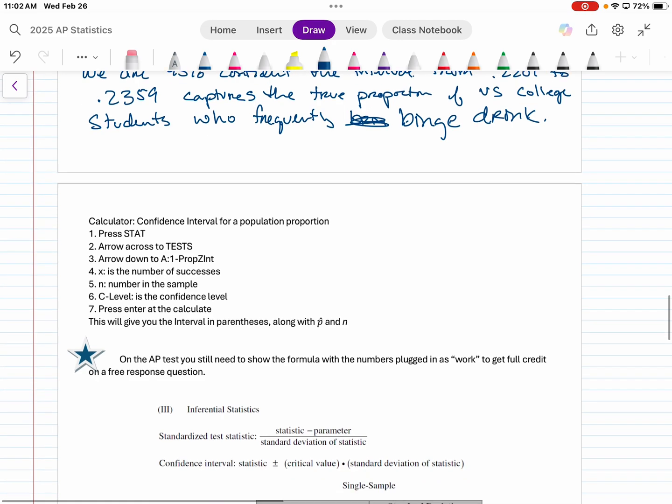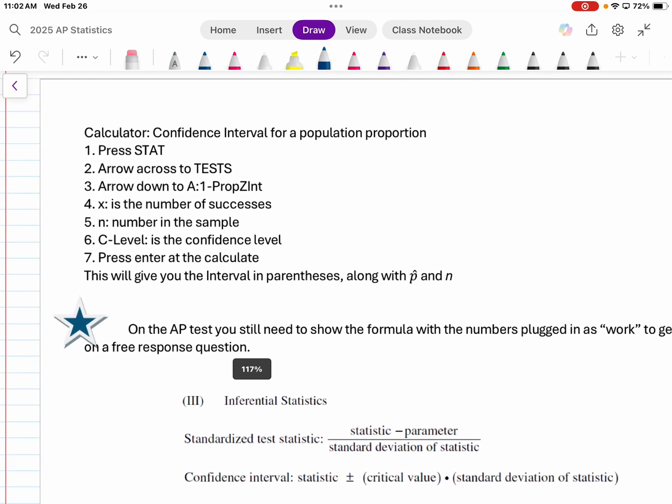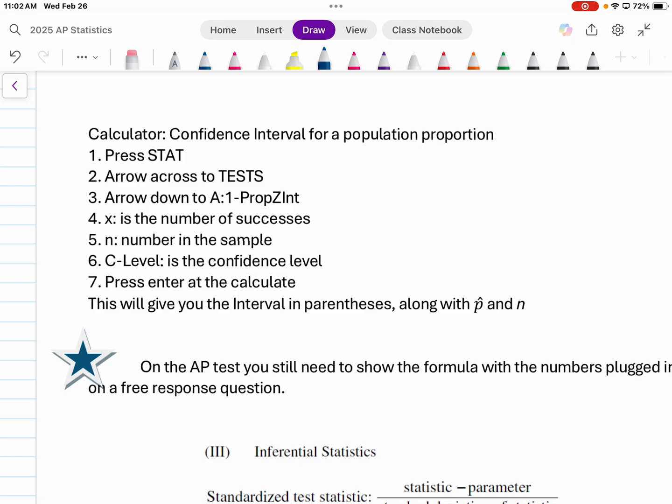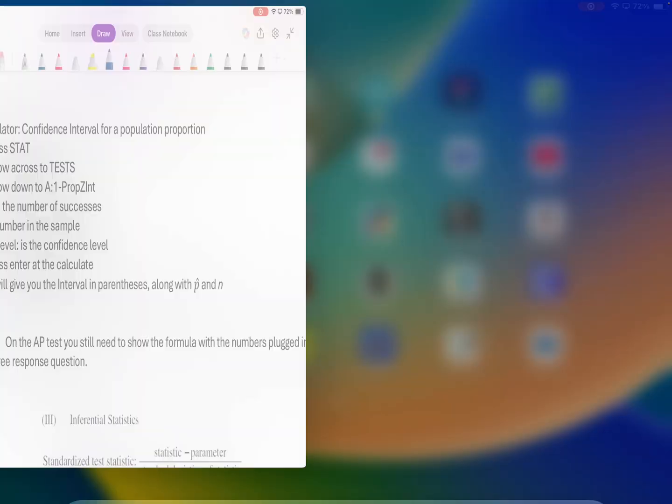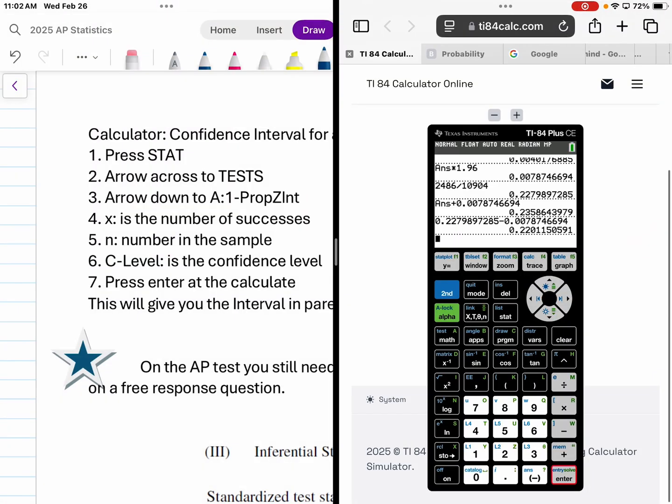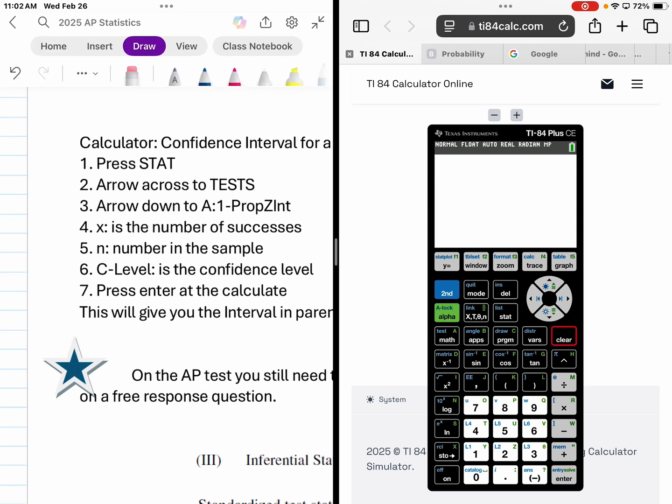All right. Now, how do we do it in the calculator? Woo! Because now we're done with doing it by hand. Calculator makes it so much easier. If I split my screen here, I'll show you where it's in the calculator. Clear my screen. We're still going into stats, going over to the test column. Anything that says the word test is a hypothesis test. That's what we're going to get into next week. So right now we need to focus on the intervals.